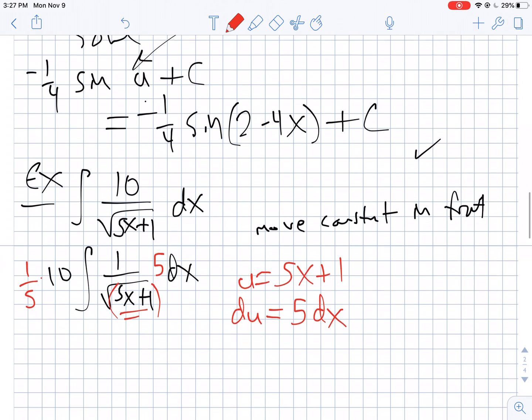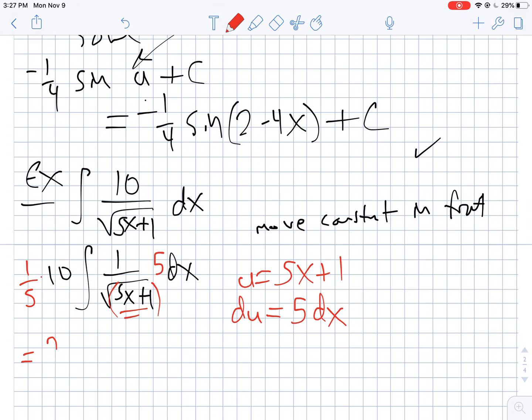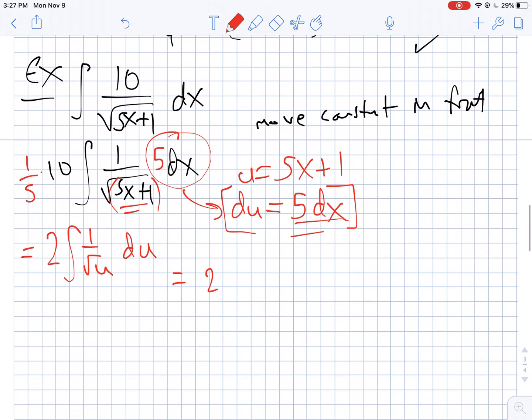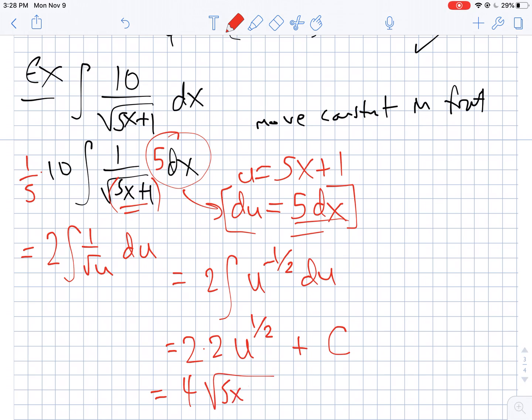It's just a constant. So this will become 1/5 of 10 is 2 times integral 1 over rad u. The 5 dx all gets turned into a du. That's this equation. I just substituted the 5 dx with the du. Okay, so then you're doing 2 times integral u to the negative 1/2 du. So that becomes 2 u to the negative 1/2. Let's see, add 1 to the power, u to the positive 1/2, with the reciprocal in front, and then plus c. So that's 4 times square root of 5x plus 1, plus c.